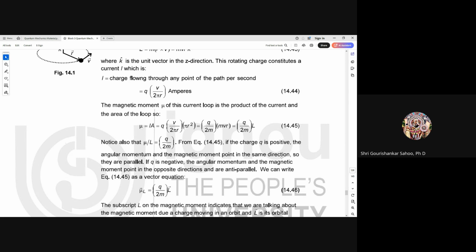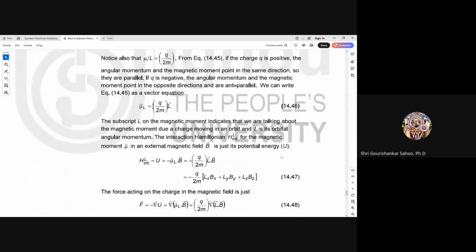If the charge q is positive, the angular momentum and magnetic moment point in the same direction and are parallel. If q is negative, the angular momentum and magnetic moment point in opposite directions and are anti-parallel. So you can write mu L vector is equal to q by 2m L vector. The subscript L on the magnetic moment indicates that we are talking about the magnetic moment due to a charge moving in an orbit, and L vector is its orbital angular momentum.